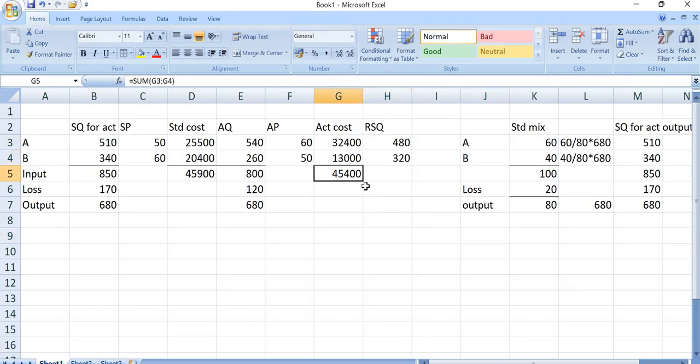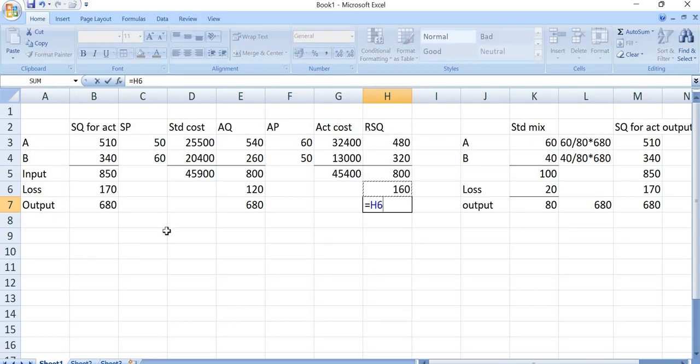So my total will be now 800. So remember, for RSQ, the input total both for actual quantity and RSQ will match. For standard quantity, my output will match along with actual quantity. So this is the trick we need to remember. So if I am incurring a 20% loss, my actual output will be 640. So this is the RSQ calculation.